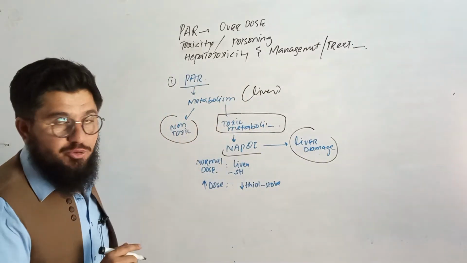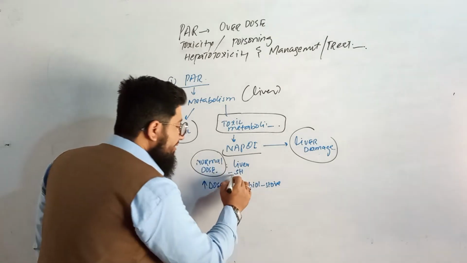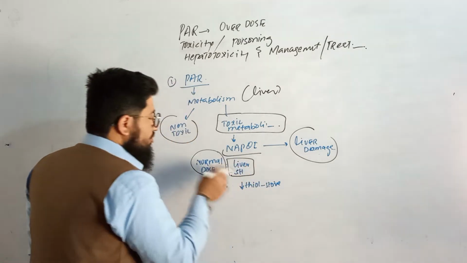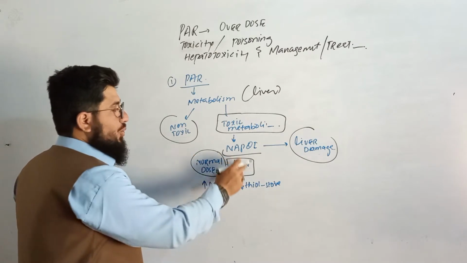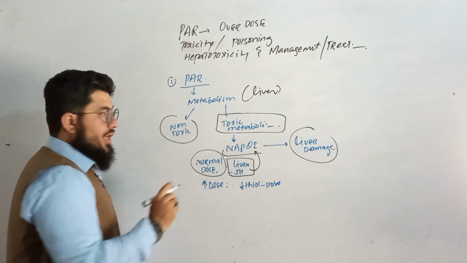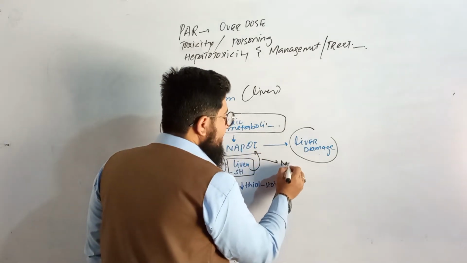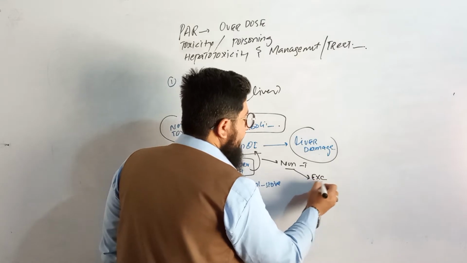How is this damage seen? Very simple. When you take a normal dose, in the liver there is sulfhydryl available to fight the normal dose of paracetamol, or one can say to fight the NAPQI. What will happen? This sulfhydryl will combine with the NAPQI, and this NAPQI will then become non-toxic, and this non-toxic NAPQI is then excreted from the body.